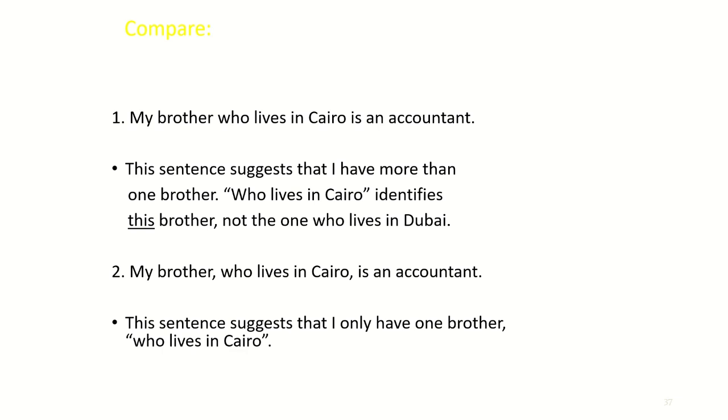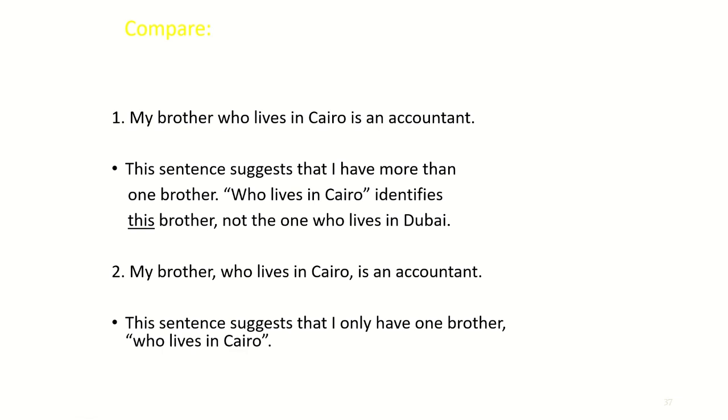When we were talking about defining and non-defining clauses, see the difference. It's the same sentence here between 1 and 2. My brother who lives in Cairo is an accountant. We said without commas, it's a defining clause that adds important and necessary information to identify the person that I'm talking about or the thing that I'm talking about.